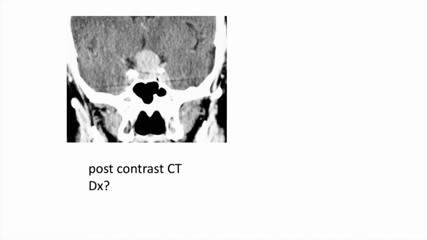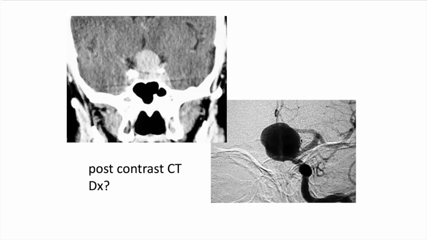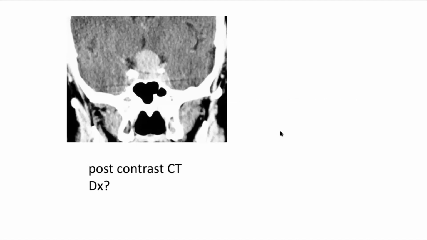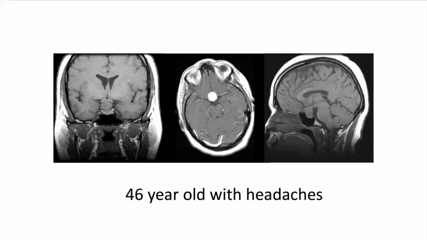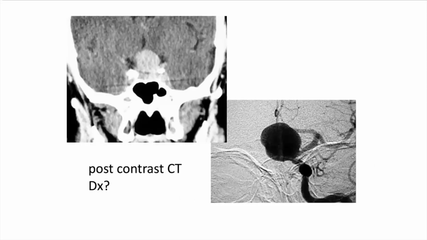Here's post-contrast CT, a little worrisome. The patient went on to angiogram. This proved to be a giant aneurysm. So again, I hope you were at least considering the possibility of an aneurysm here, since that's in the differential. Make sure before you send any surgeon in on a suprasellar mass that you're as sure as you can possibly be that you're not looking at an aneurysm. And if you have any question, consider MRA, CTA, and if necessary, DSA.